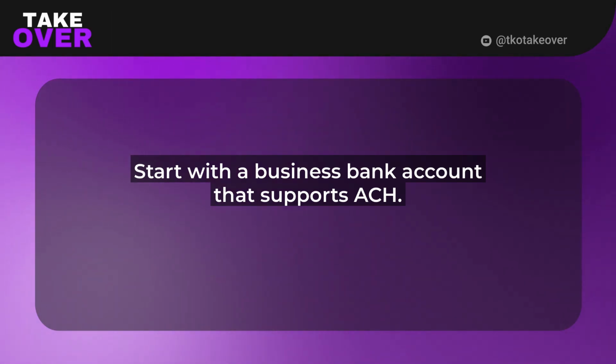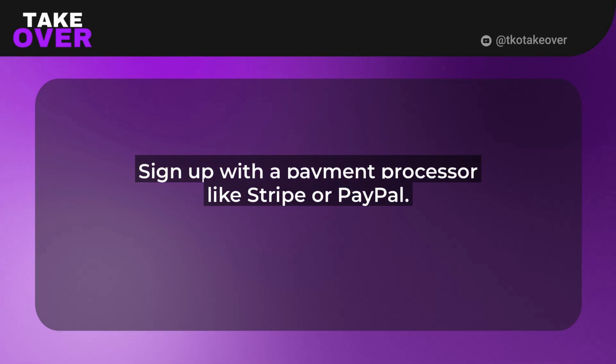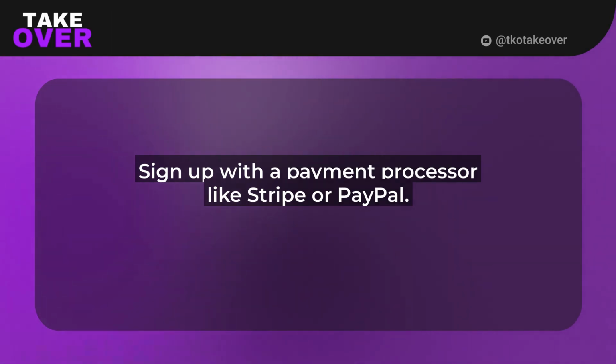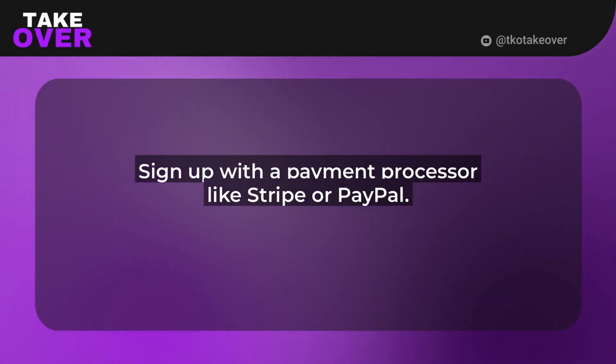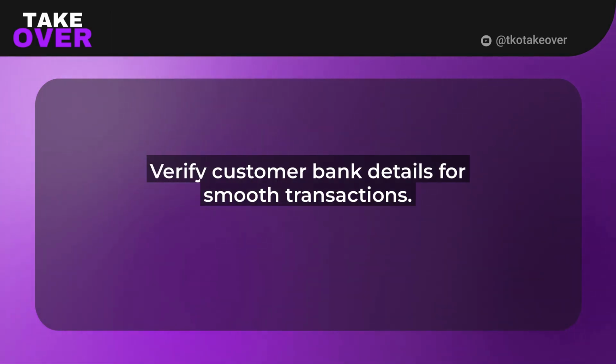Most major banks do, but double-check for any 2025 compliance updates, like new verification requirements. Next, sign up with a reliable payment processor such as Stripe, Square, or PayPal, which now offer seamless ACH integration. Once set up, enable ACH as a payment option in your system. It might involve linking your bank account and setting payment rules.